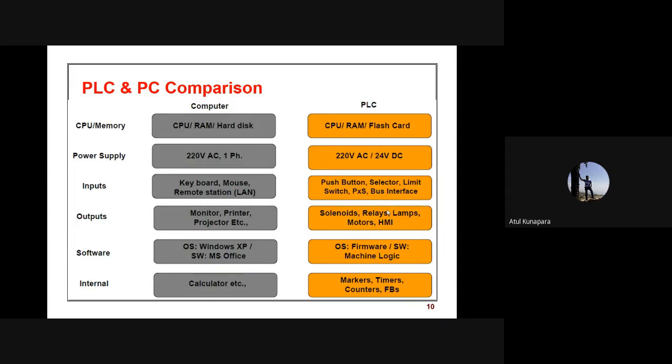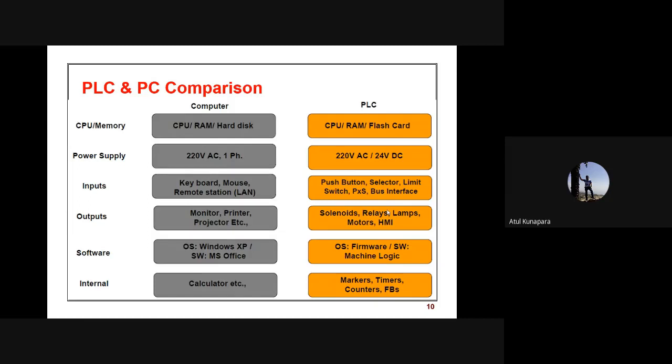Now, in a PC, we have Windows as an operating system. That is what we call software in a computer. Similarly, in a PLC, we have the firmware, which is like the operating system of the PLC, you can say. Then in a computer, we have internal devices like calculators. In a PLC, similarly, we have markers, timers, counters, function blocks that are directly used to process some task. So this is a simple comparison of PLC and PC.